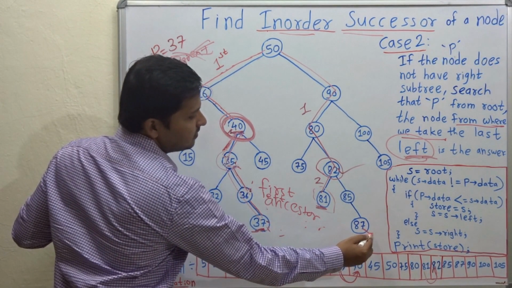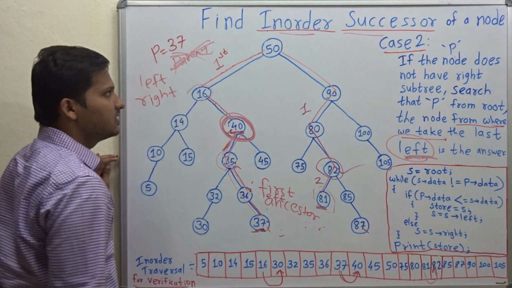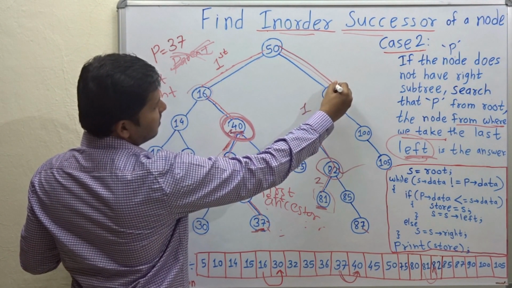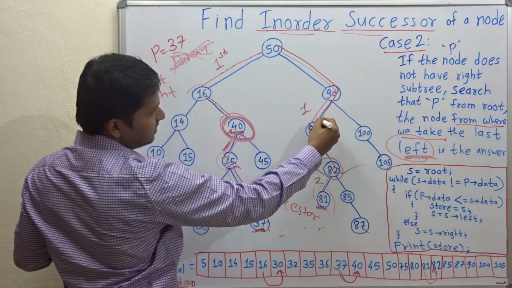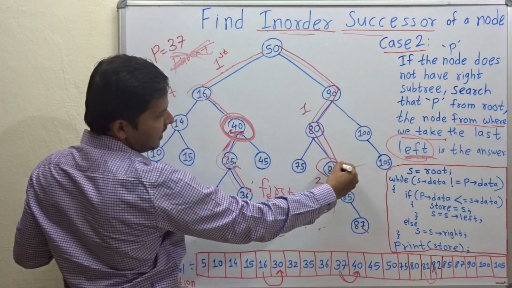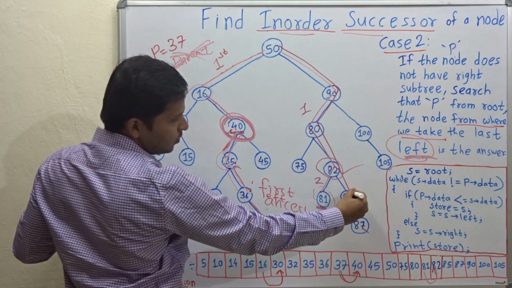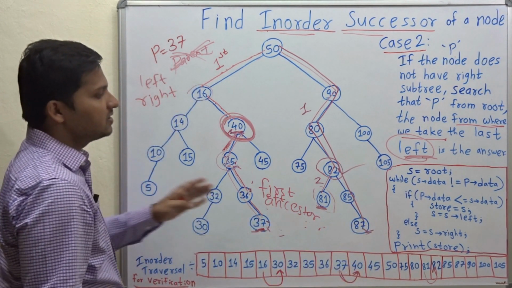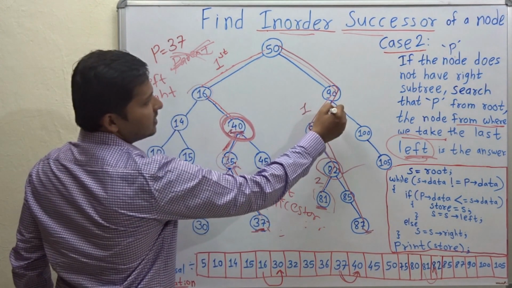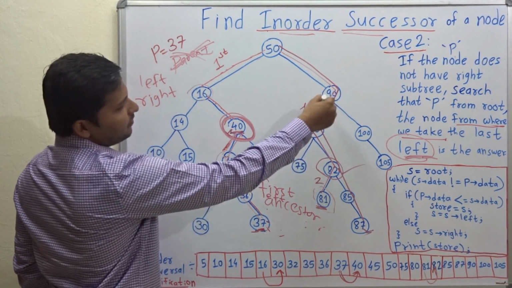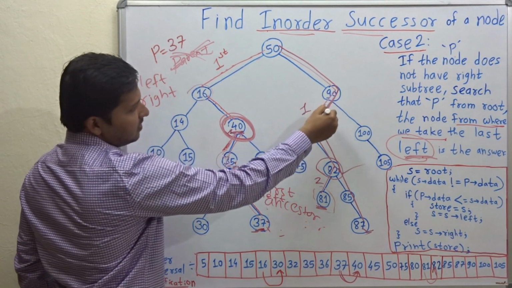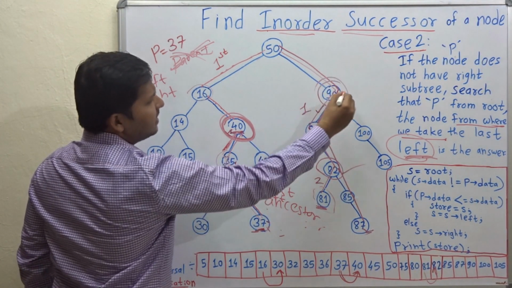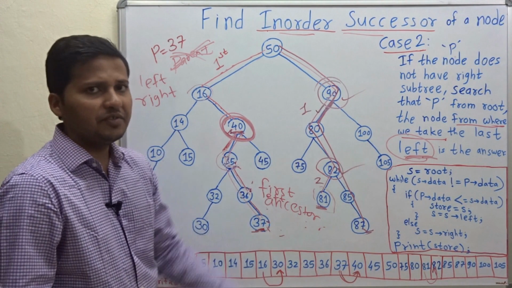For 87, what is the in-order successor? Let's search. 87 is greater than 50, less than 90, greater than 80, greater than 82, greater than 85. This is 87. What is the last left? There is only one left in this path, and this is the last left while searching 87. So 90 is the in-order successor for 87.